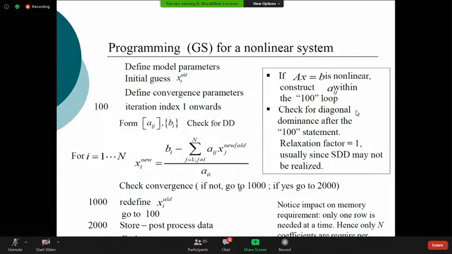So essentially, when you go from a linear to a nonlinear problem, there is no major change in the program structure. Gauss-Seidel remains more or less intact. The iteration loop remains indistinguishable, it remains the same. Of course, you have to ensure that diagonal dominance is available at every stage of the iterations. Of course, the advantage of not having to construct the full matrix can also be quite significant.